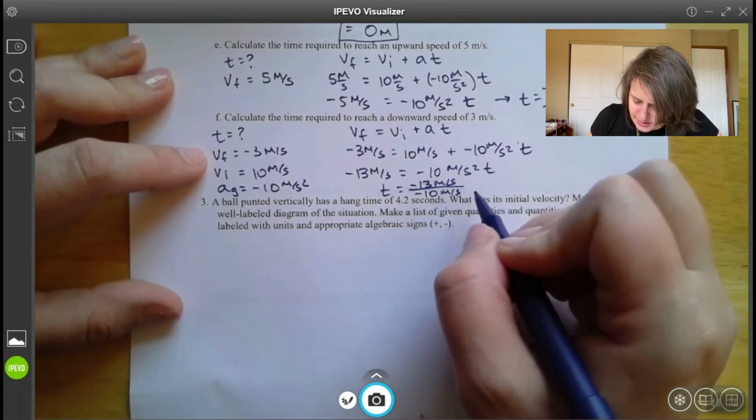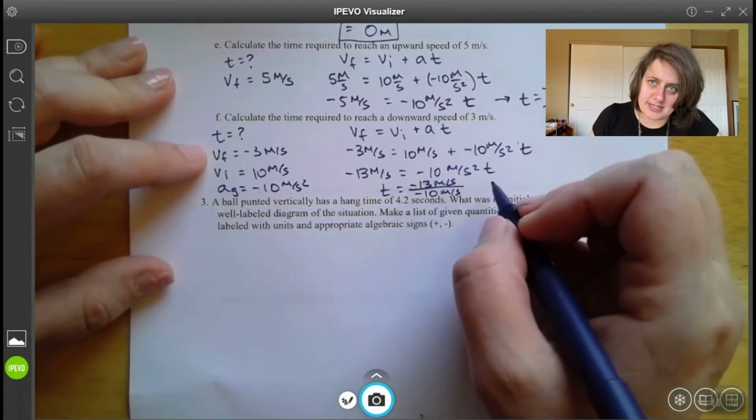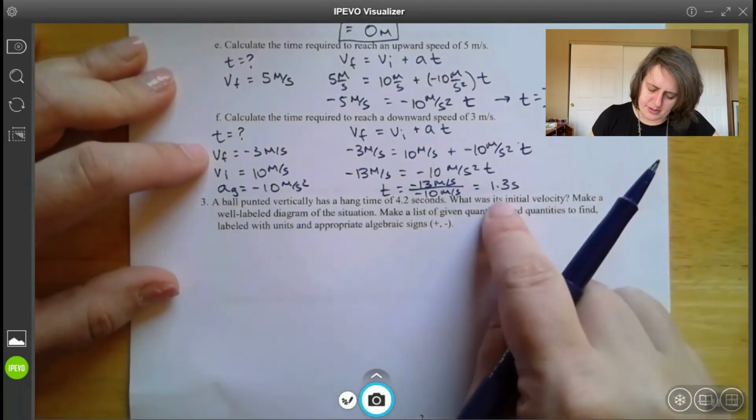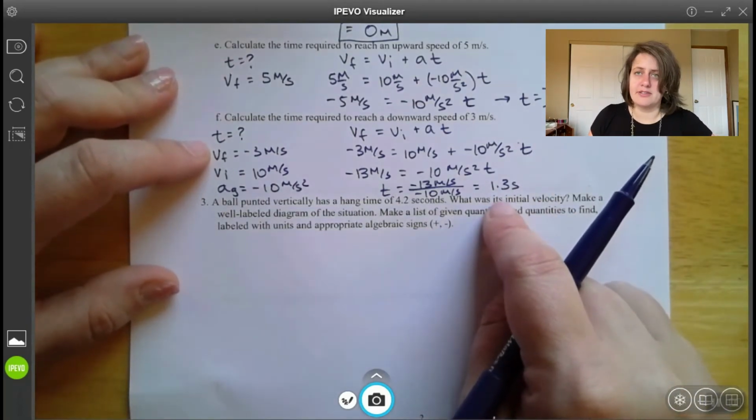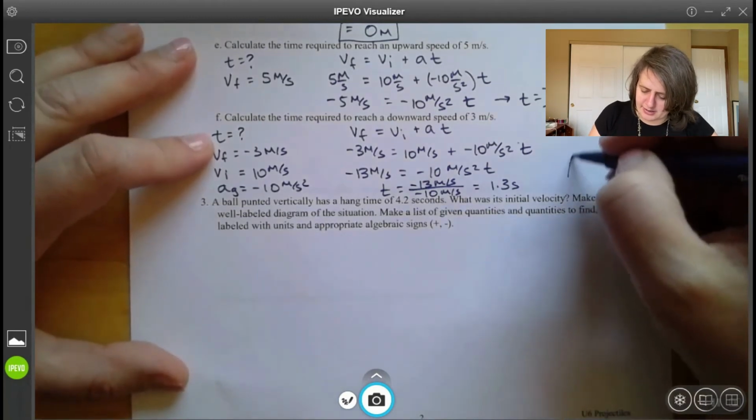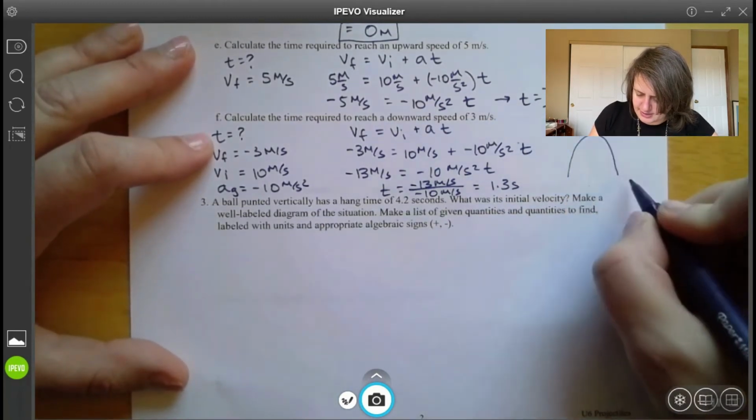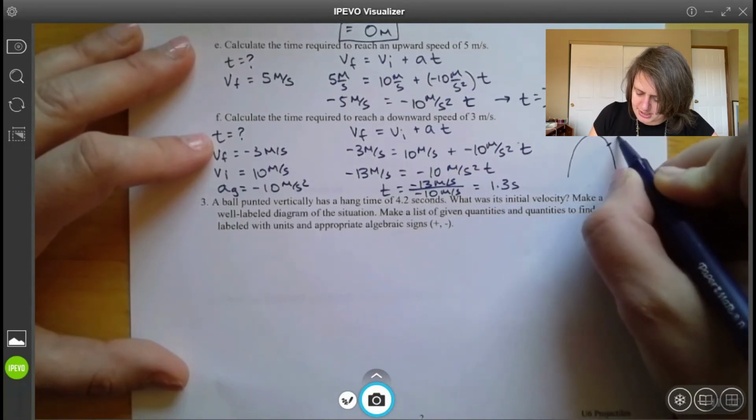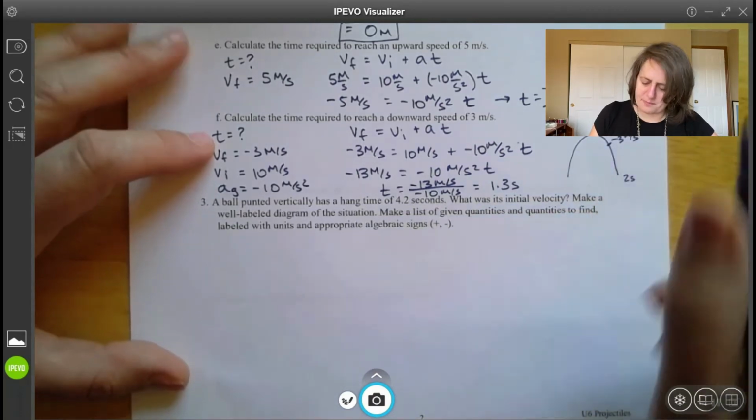And so here our object is traveling downward at a velocity of 3 meters per second at 1.3 seconds. Remember, it only took 2 seconds for it to hit the ground, so this makes sense. We've got an object now that if this is 1 second, this is 2 seconds, we're in here somewhere where our object is traveling at minus 3 meters per second. Okay.